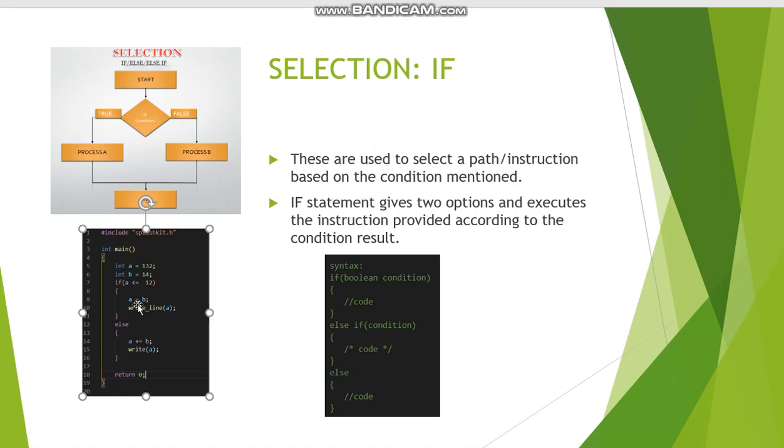To execute the code inside the if condition, we need this condition to be true. As you can see, it's false, so it won't run. It will go here and write A plus B. B was 14 and A was 132. It will just add them and print it out. As you can see, the answer will be very simple. It's 146, right? So 146 will be printed out.